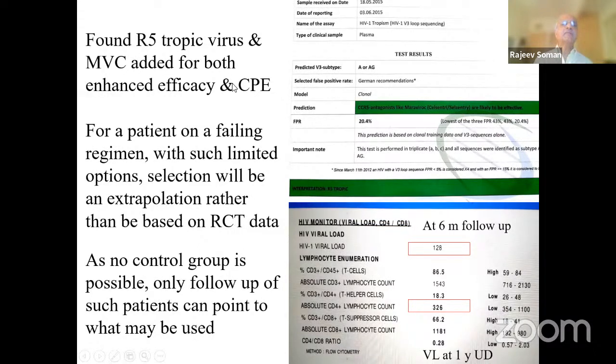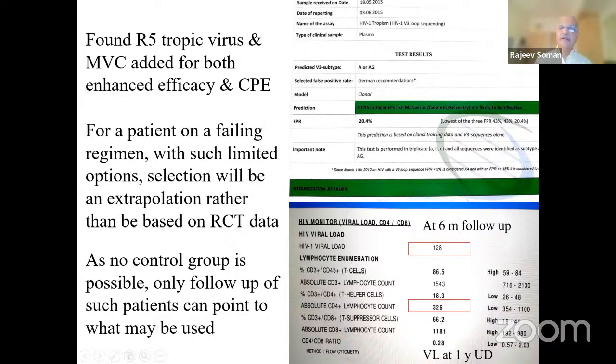So maraviroc was added both for enhanced efficacy as well as CNS penetration efficacy. For a patient on a failing regimen like this with very limited options, the selection will be on the basis of some extrapolation rather than based on randomized controlled trial data. As there is no control group possible here, only follow-up of such patients can point to what may be used in future patients. So this regimen worked very well for him.